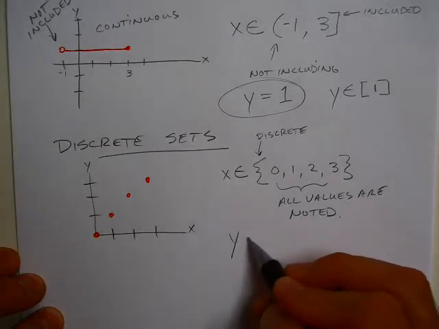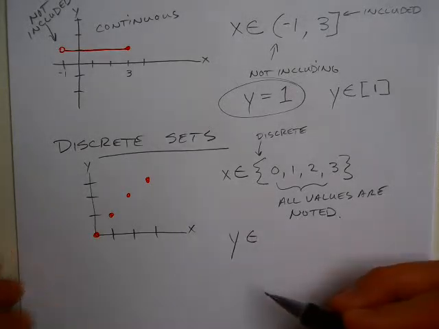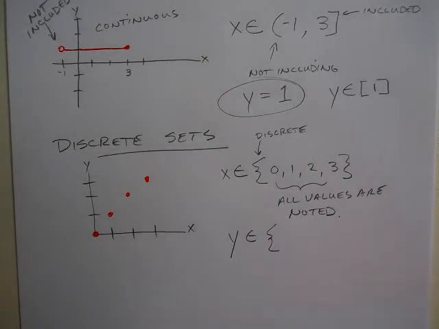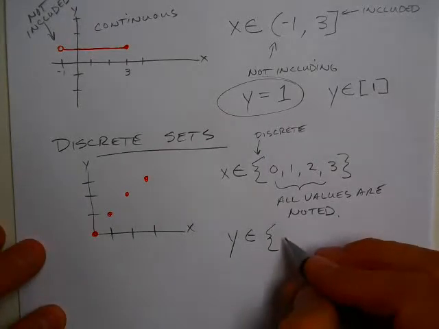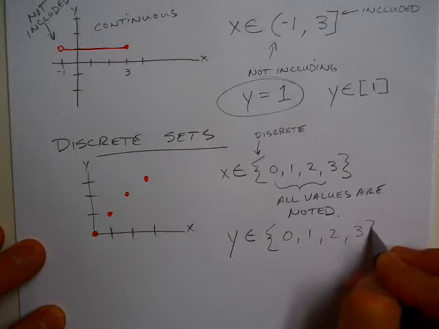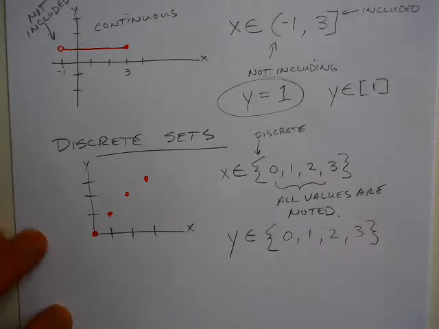And y is an element of the set. What y values do we have? 0, 1, 2, and 3. Yeah, it's the same set. Okay.